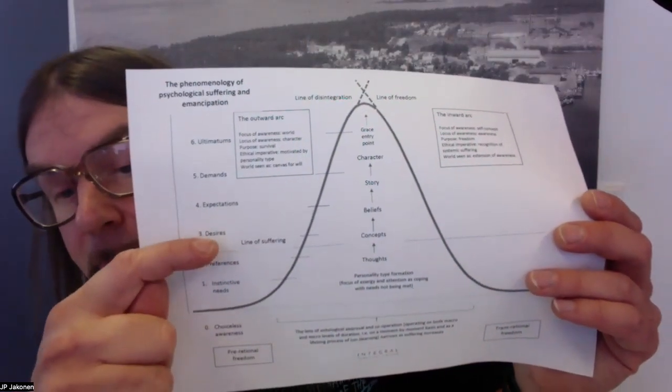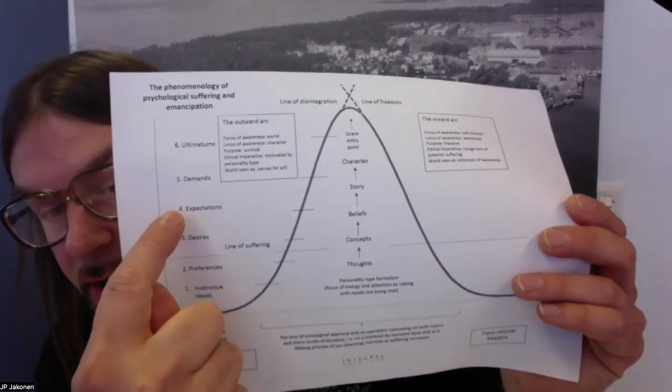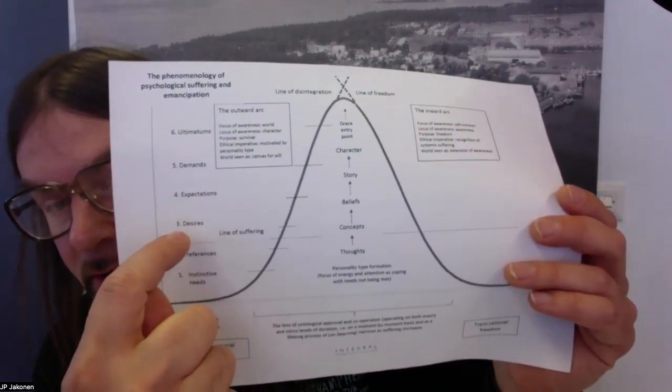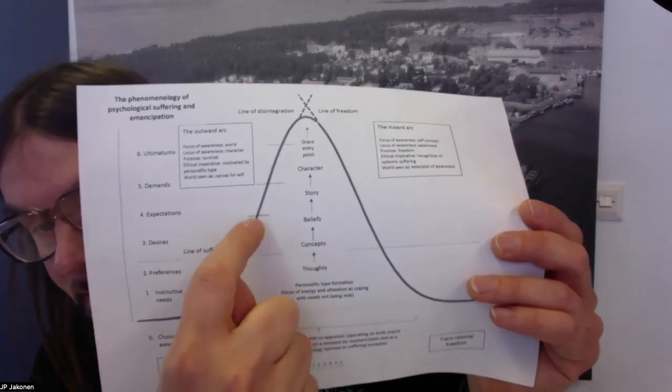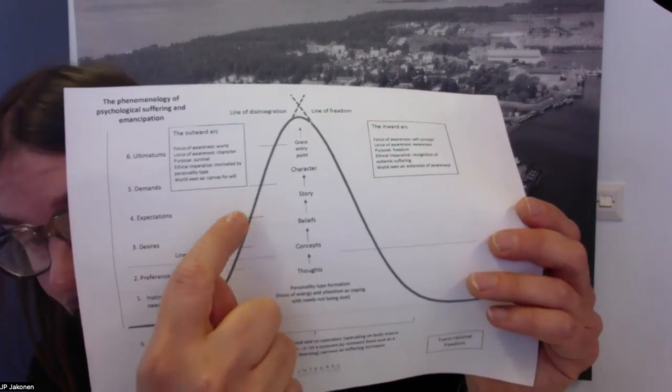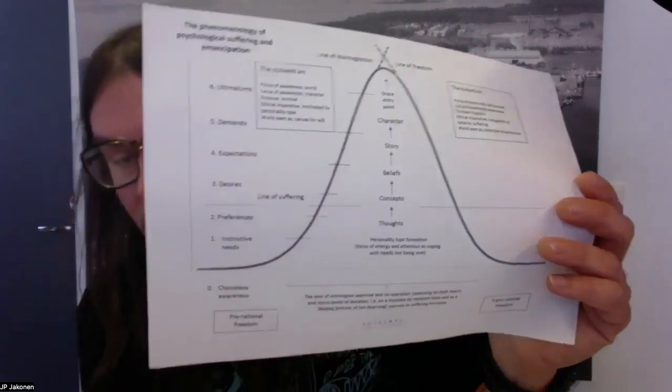But when desires turn into expectations, so we start to expect that things happen a certain way according to our desires, that's when the line of suffering is crossed, and the amount of suffering, so to speak, increases. Here we have small print, which I will read out to you. I'm trying to sound very scientific here. The lens of ontological approval and cooperation, operating on both macro and micro levels of duration, that is on a moment-by-moment basis and as a lifelong process, narrows as suffering increases.